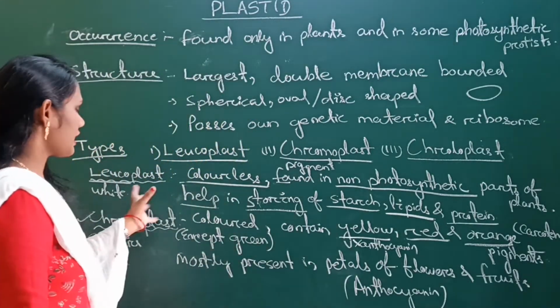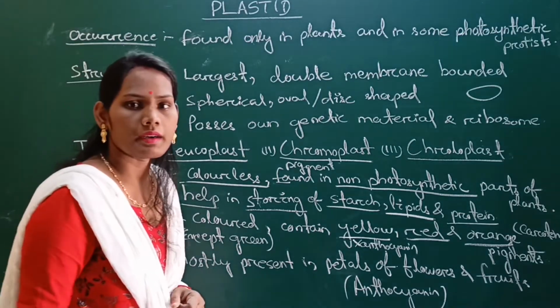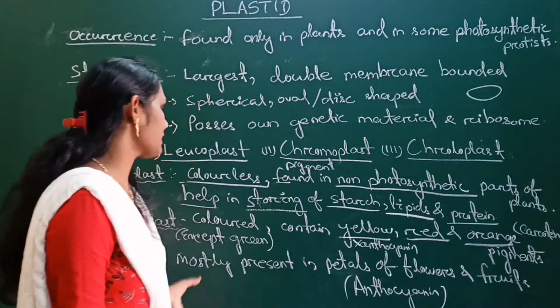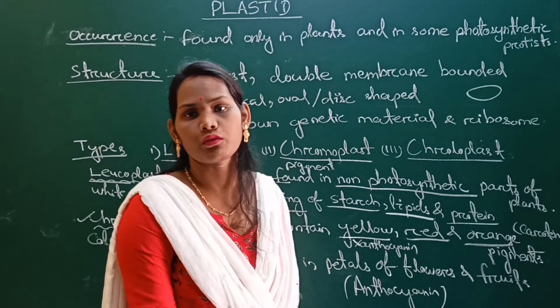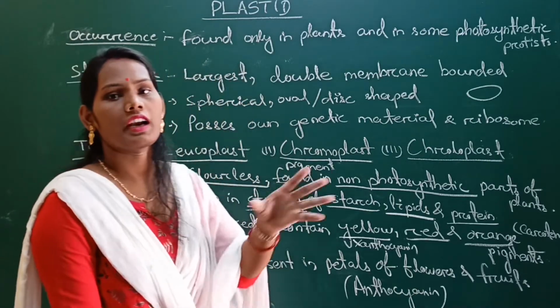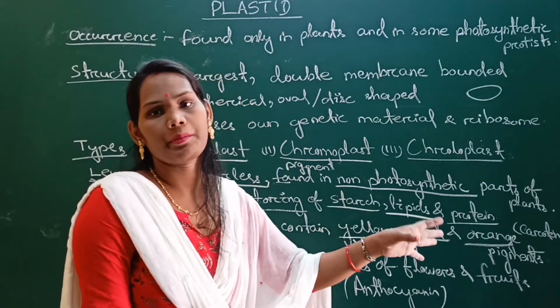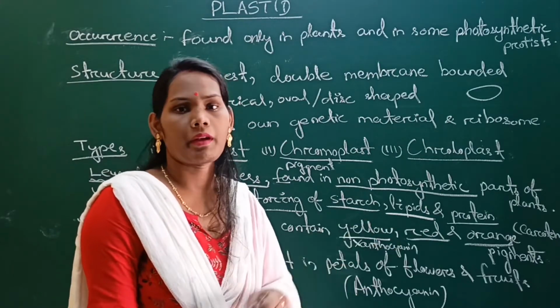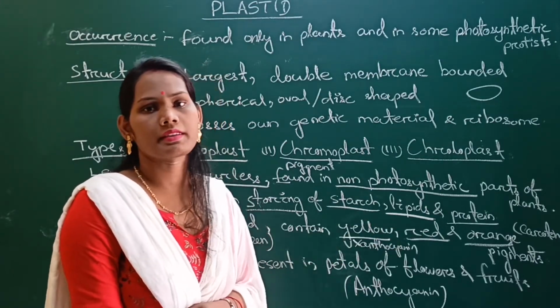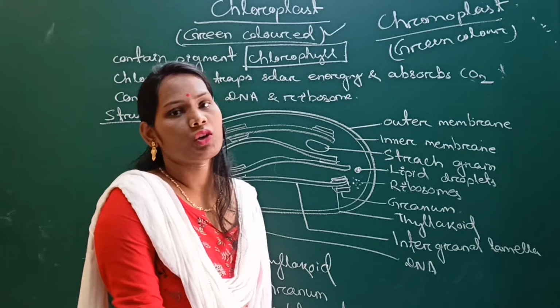Okay, so chromoplasts are present mainly in the colored parts of the plant, mostly in petals of flowers and fruits. Chromoplasts are colored plastids due to the presence of different types of pigment, providing the plant different colors in different parts. So let's discuss the chloroplast.